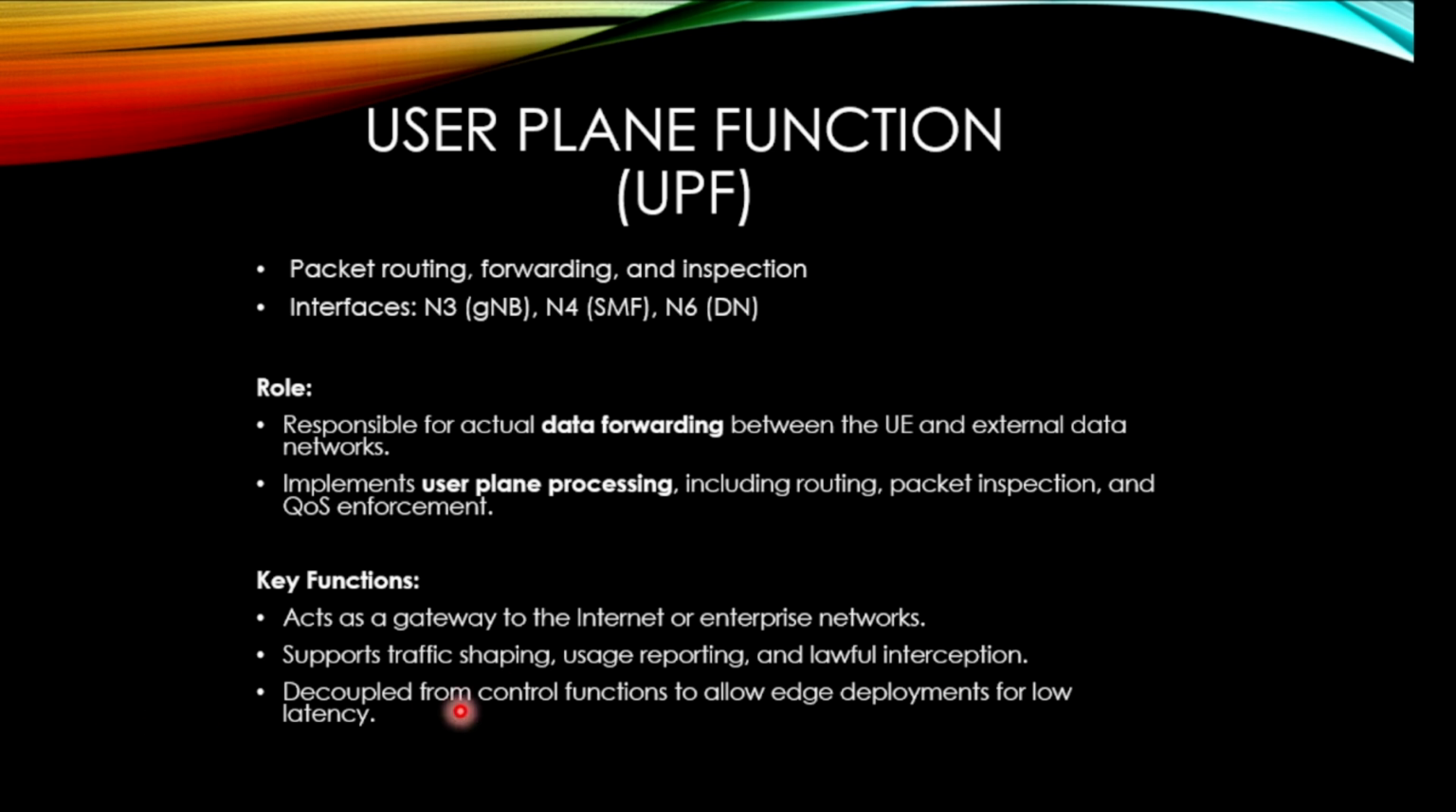And lawful interception, decoupled from control functions. Why? Because it's not signaling. The UPF only works with traffic, to allow edge deployments for low latency. So that's why it's decoupled from control functions, because the signaling can tolerate more delays than the user traffic. Why? Because the user traffic needs to have a low latency and a high speed. That's why the UPF are deployed at the edge of the core network so as to reach the user equipment with low latency and high connection speed.